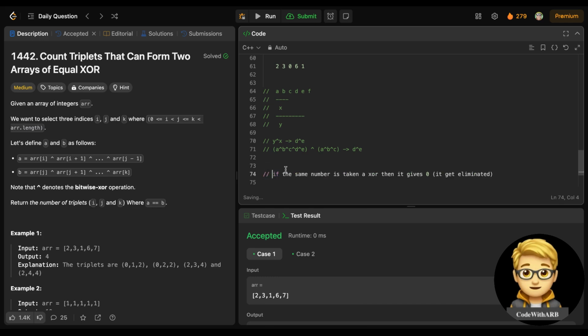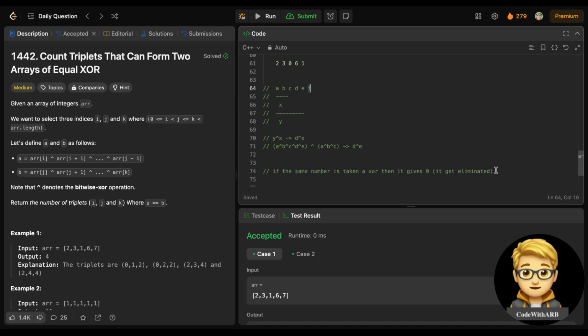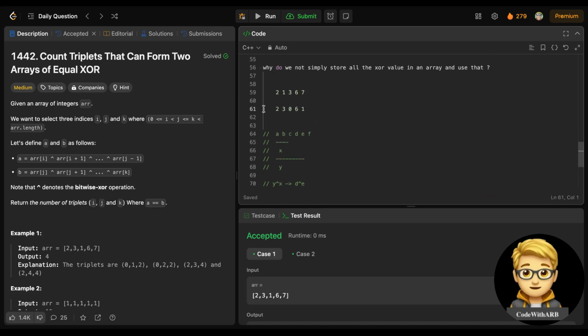So we will use this abcde in my answer. How that will be used, let's see. This is the prefix, the pre-computed XOR, right? So when I get a 0 here, it means this 0 is representing that everything before it, the 2 1 generation from 2 to 3, is eliminated. What does this 0 represent?